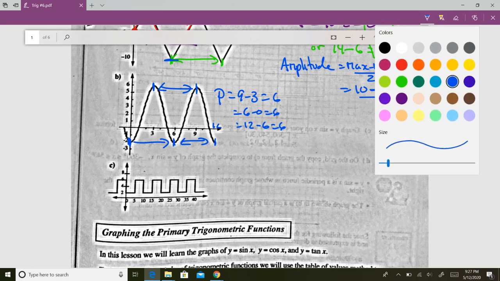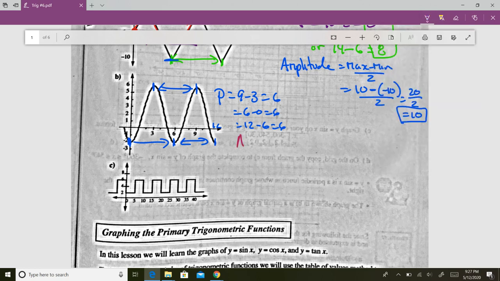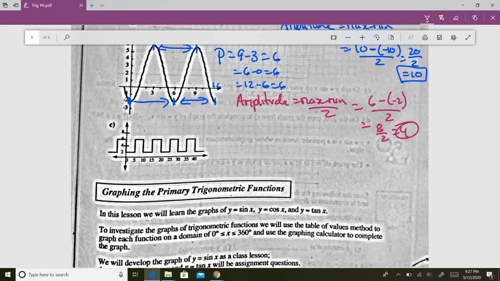Amplitude. Is the max value minus the min value divided by 2. What's the maximum? It is 6. What's the minimum? Negative 2, divided by 2. That's 8 over 2. So an amplitude of 4. And the final one.